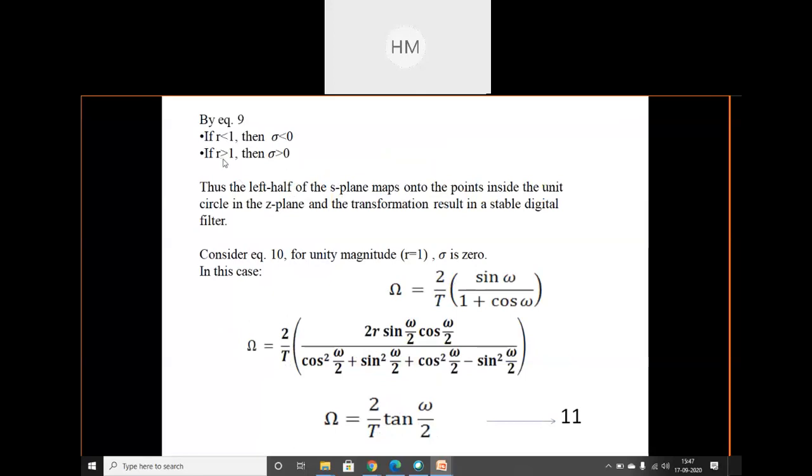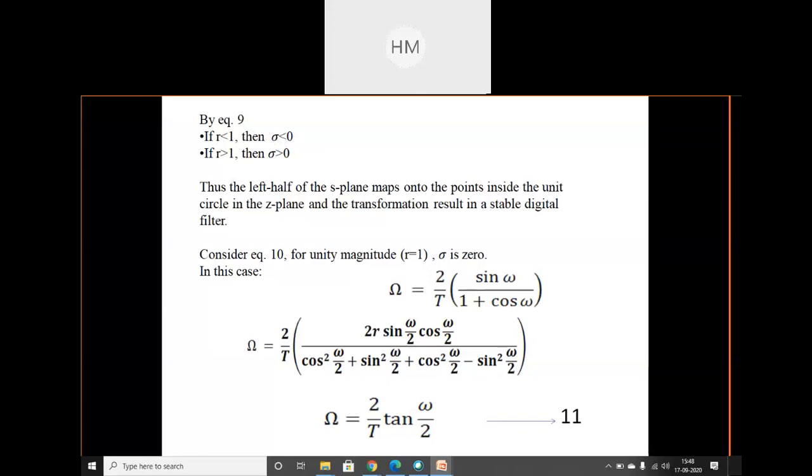When r is greater than 1, sigma, you can see by simplifying, is greater than 0. Thus, the left half of the S plane maps onto the points inside the unit circle in the Z plane, and the transformation results in a stable digital filter. For r less than 1, sigma is less than 0. So all the poles lie inside the unit circle in the Z plane, and they contribute to the left half of the S plane. Whenever such a one-to-one mapping exists, it results in a stable digital filter.